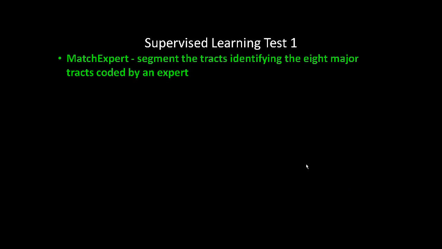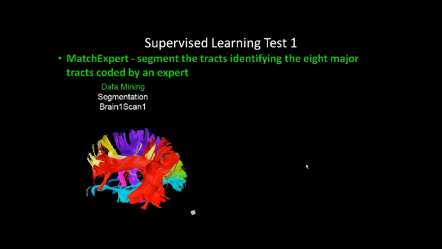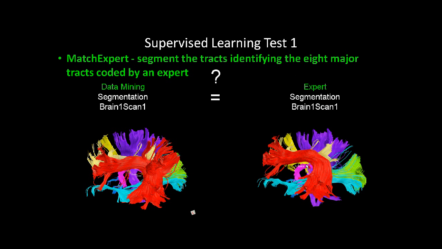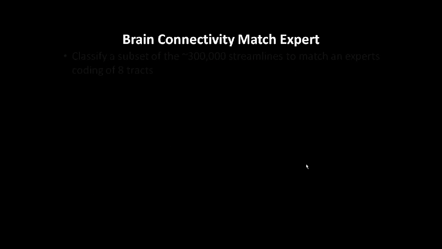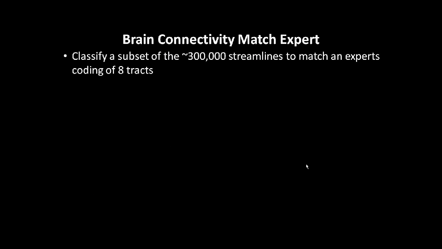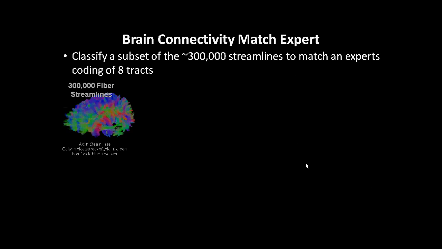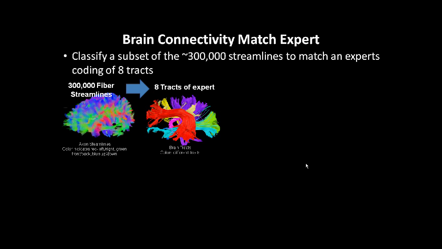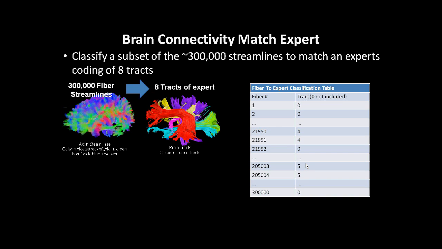The first test is matching an expert, so that you have a data mining segmentation, and that will be compared to our expert segmentation of that data set. So you can think of this as you're going to classify the 300,000 streamlines to match the expert coding of 8 tracks. So you're going to generate the 8 tracks for the data, and then we'll compare it.